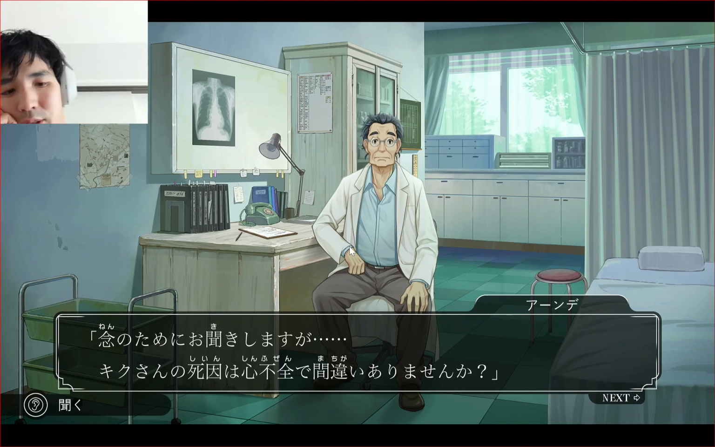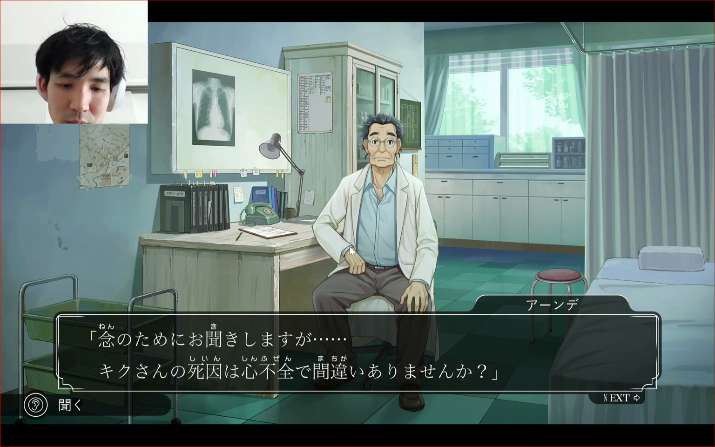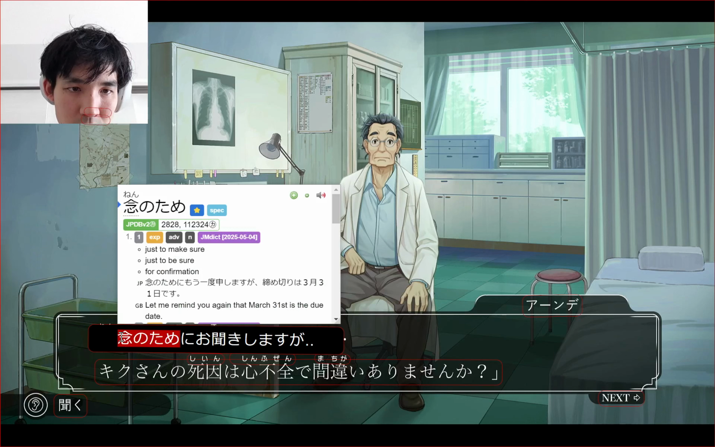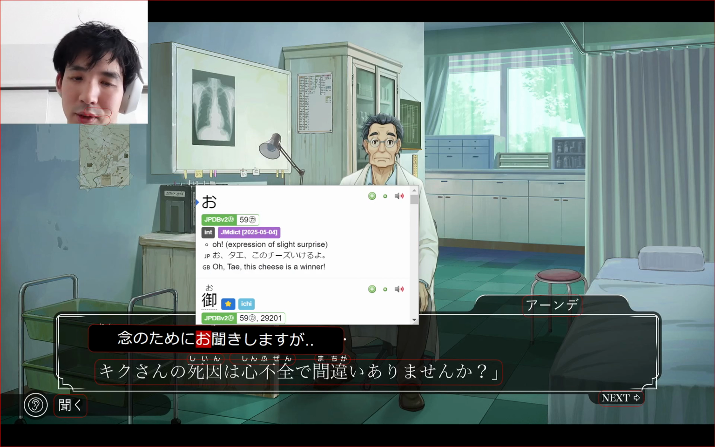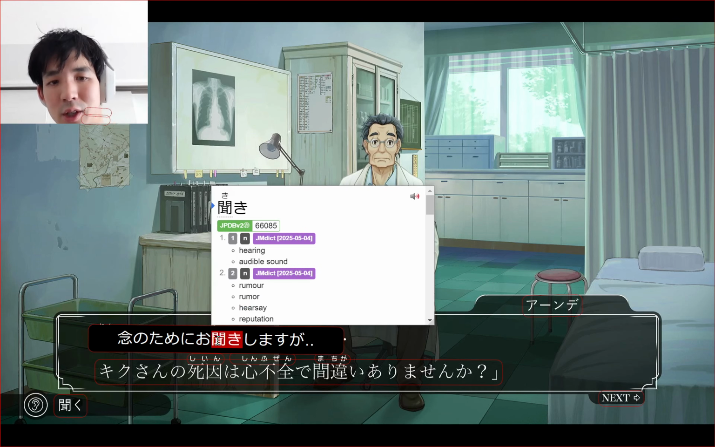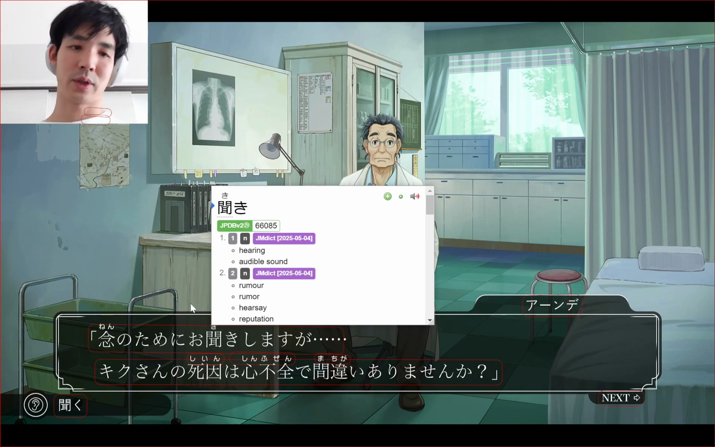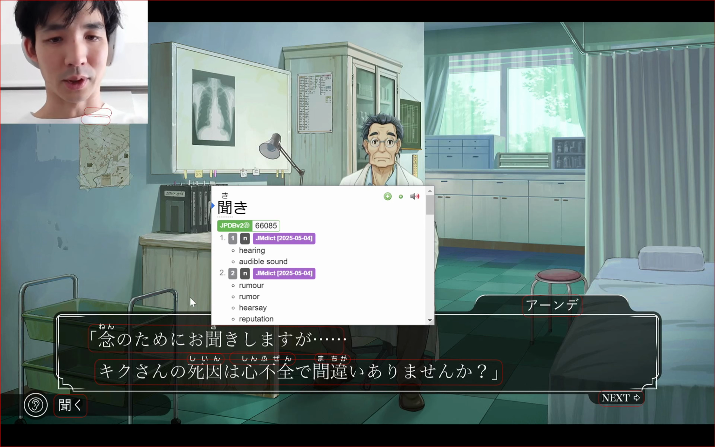Nen no tame ni. So, what does nen mean? Nen no tame, just to be sure. Nen no tame ni o kiki shimasu ka? This is kind of the formal language. So instead of just kiku, which is the basic verb, you would say o kiki suru. So, nen no tame ni o kiki shimasu ka?